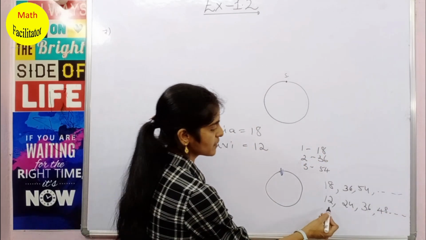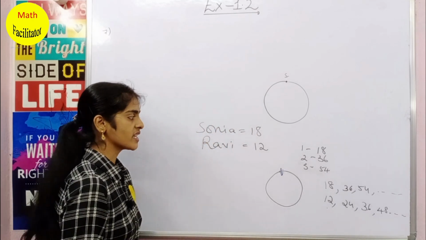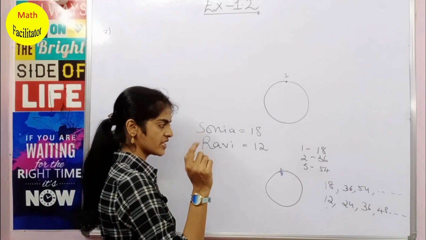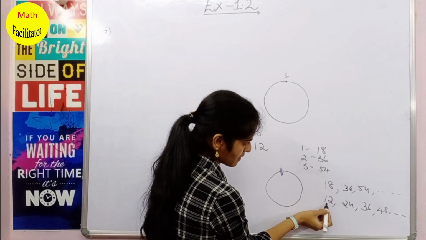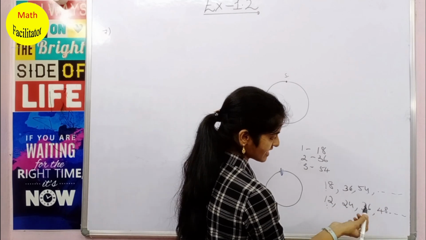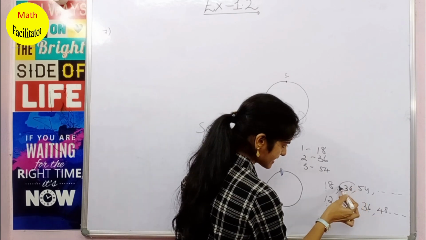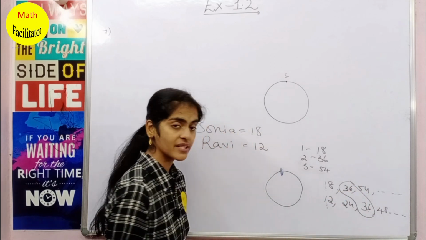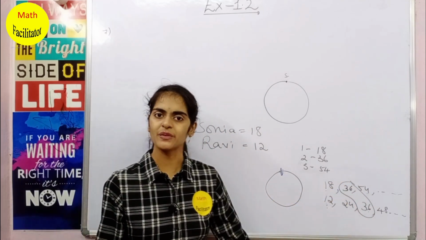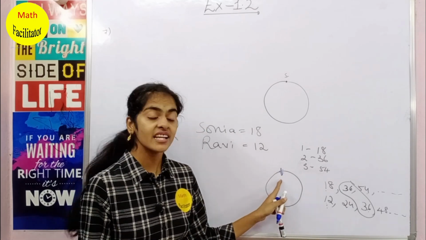That means this is multiples of 12. Now the question is, when will Sonia and Ravi meet at the starting point? So here you can see by these timings, this is 18, 36, 54, and 12, 24, 36. So which is common? Here 36 is common. That means after 36 minutes, Sonia and Ravi will meet each other at the starting point. Did you understand?